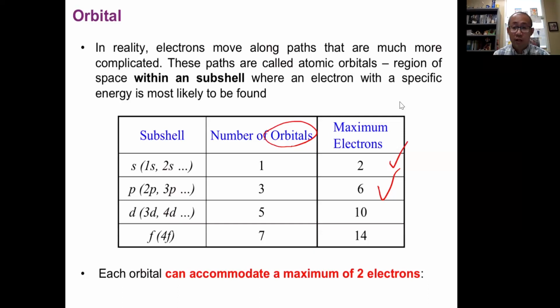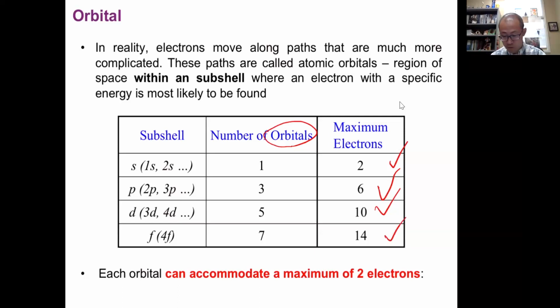D subshells, 3d and 4d. There's no 2d. The second shell doesn't have a D subshell. D subshells have 5 orbitals. Each orbital has 2 electrons, so a D subshell with 5 orbitals can hold what? 10 electrons. And finally, the F subshell has 7 orbitals. Each orbital has 2 electrons, so 7 orbitals is 14 electrons.